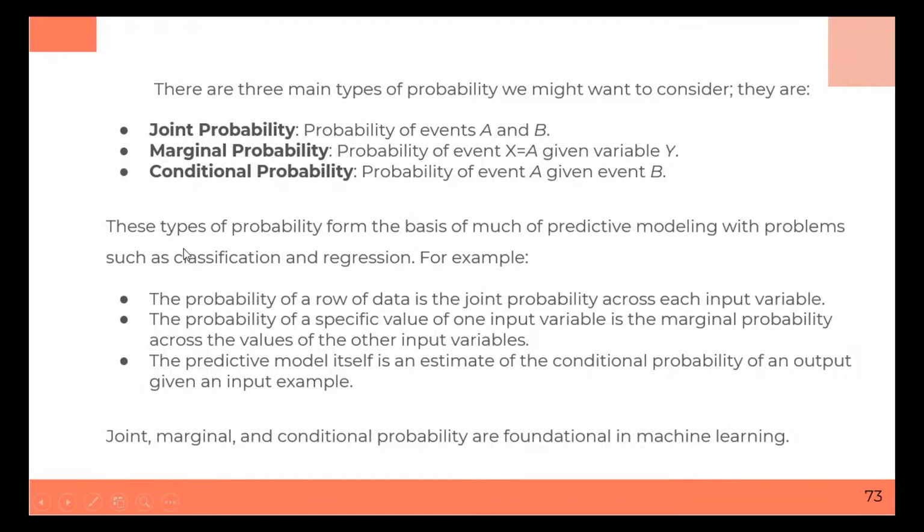These types of probability form the basis for much of predictive modeling, predictive modeling with probabilities. One is classification and regression. Do you understand both the words, at least? What do you mean by classification? You classify what? For example, events. Event means what do you trigger?